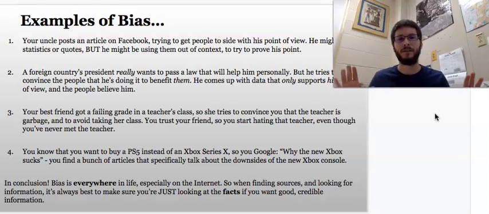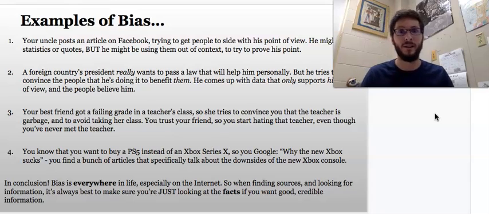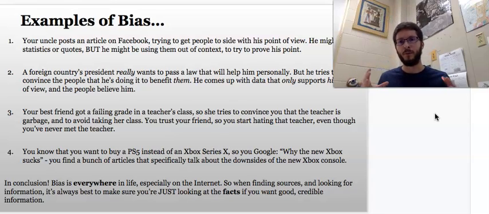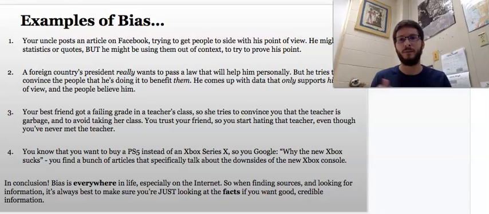So bias happens everywhere. It happens in our modern world a lot. It happens on Facebook and social media a ton. But when we're looking at historical sources, you want to make sure that you have information that is just fact-based. So you are going to be using this information from these slides in the upcoming couple of days and a couple of assignments. So just make sure that you are understanding these things.